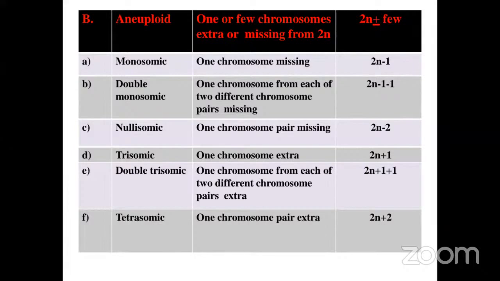Trisomic condition means one chromosome extra. If I expect 46 chromosomes and there are 47 chromosomes, one chromosome is extra, and that condition we call trisomy.